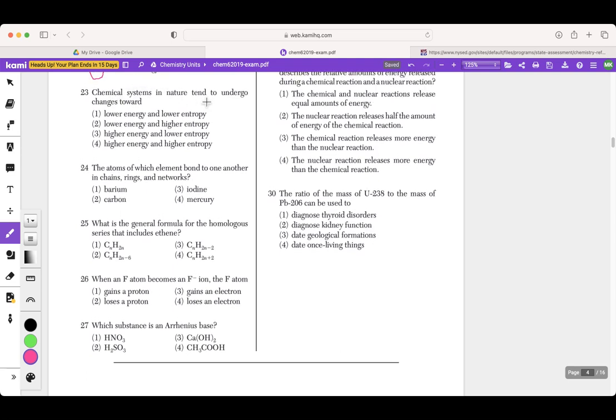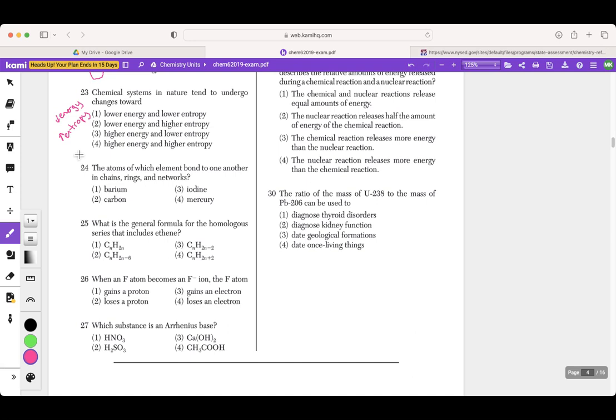23, chemical systems in nature tend to undergo changes towards, this is something you have to remember, lower energy, higher entropy. Entropy is a measure of chaos. So if you notice, you leave a bicycle outside, it's going to rust. You leave a car alone, it's going to break down. If you leave your body alone, it will start to break down. We are always moving towards chaos and disorder.